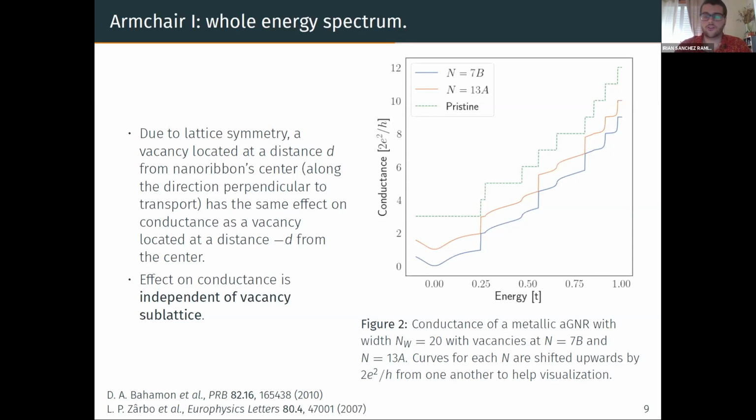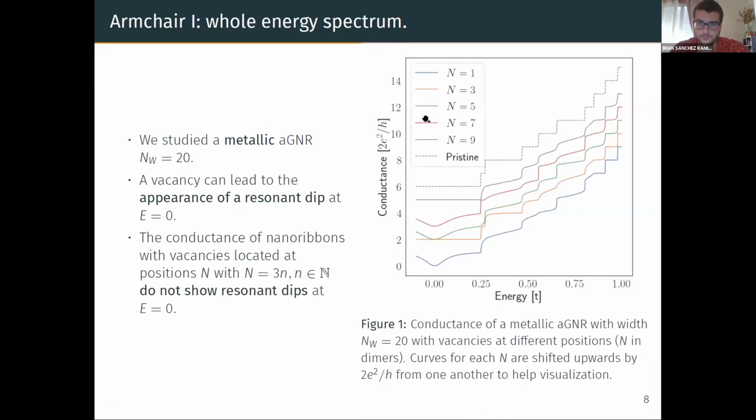All these observations are giving us some clues about how these transverse modes that carry the current behave in armchair nanoribbons, and they are of course affected by these boundary conditions. What we can first say is that these transverse modes are symmetrical from the center of the ribbon. That's because any vacancy you can place at a distance d below or above the center of the ribbon has the same effect.